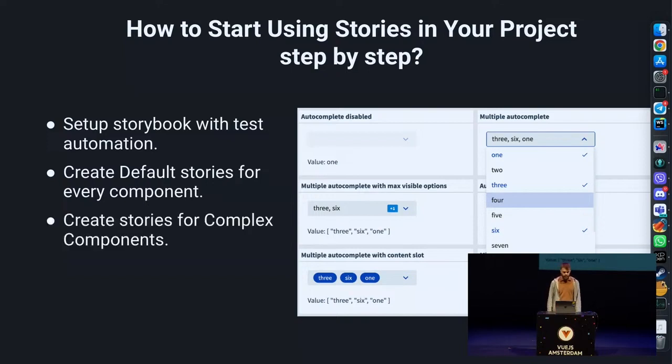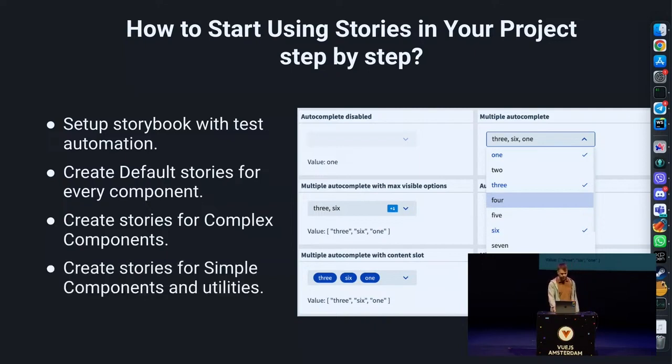And the next step would be to create stories for complex components. And I think we should prioritize complex components because for stories, the price is linear, so it grows linearly with the number of props. But for testing, the benefit is exponential with the number of props, because the more complex the component, the easier it will be breaking, and the more points of breakage it will have. And only then, I believe, it's ideal to focus on simple stories and utilities.